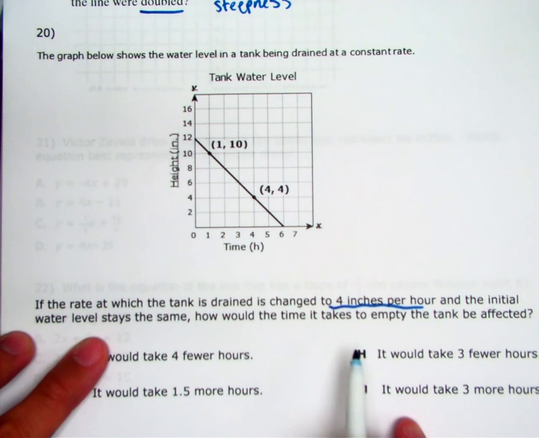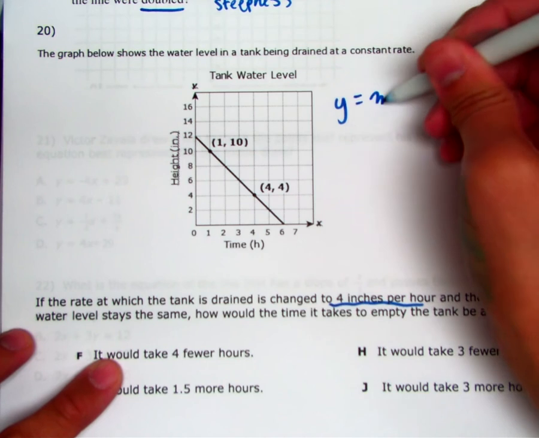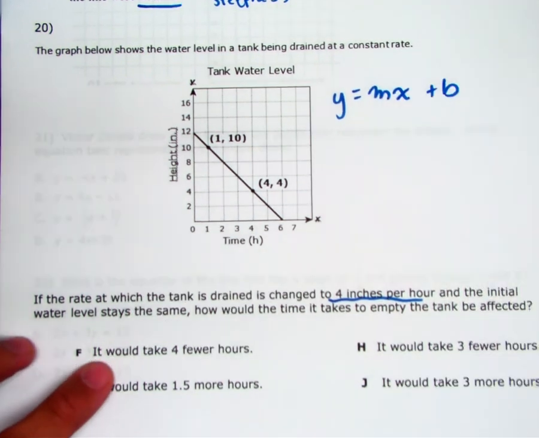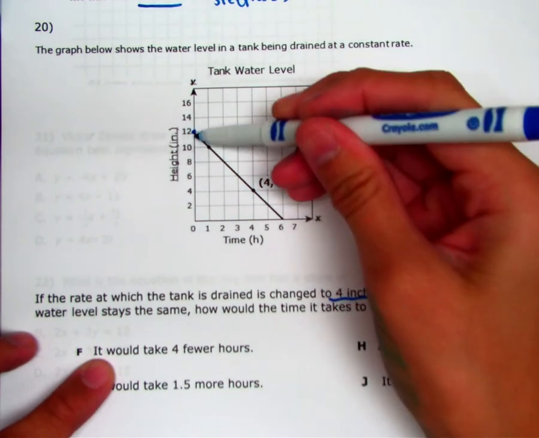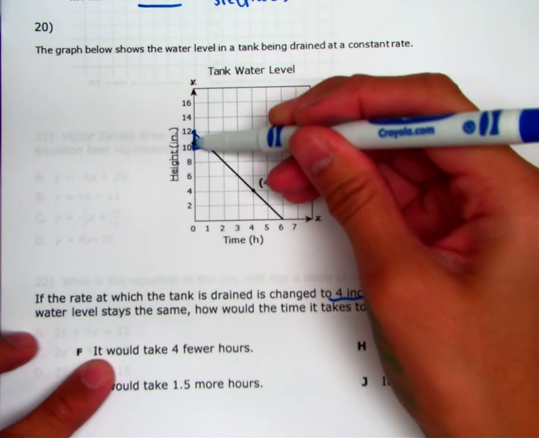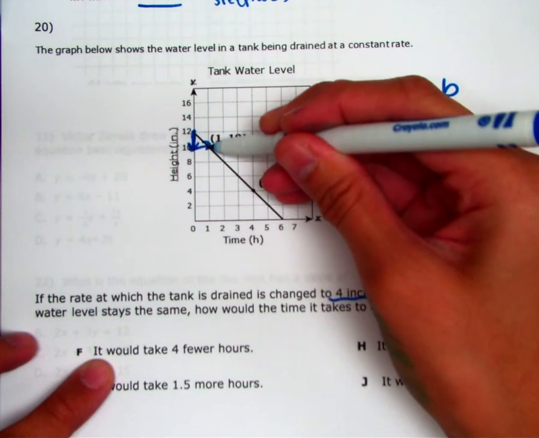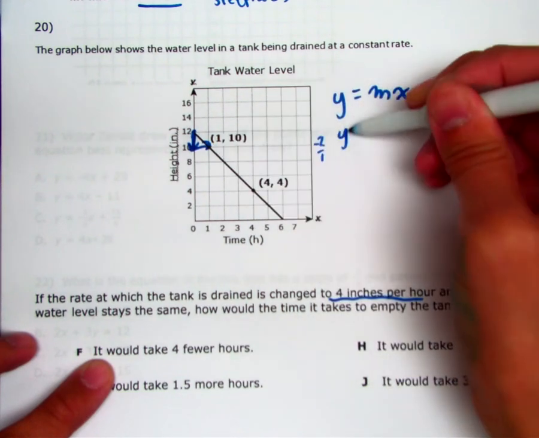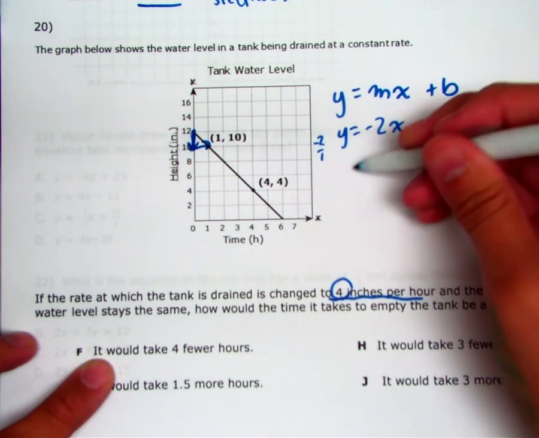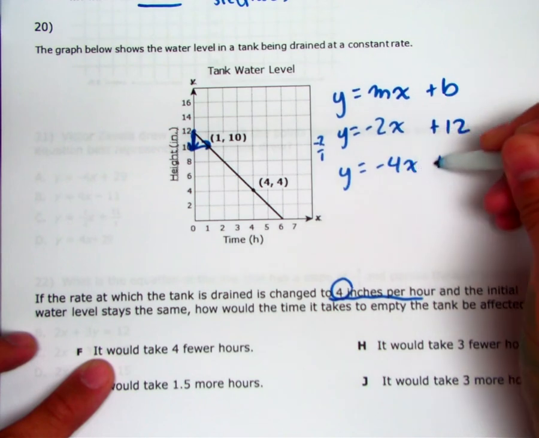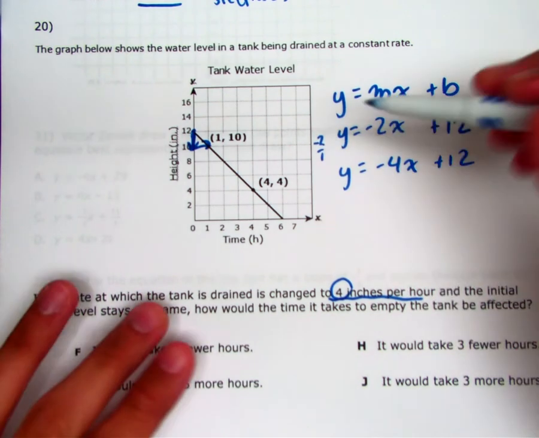All right. So let's look at this. This is an equation of a line. Okay. We know that its y-intercept is at 12. And our slope, well, let's do the rise over run. I went down 2 units, and I went to the right 1 unit. Down 2 over 1, that is a slope of -2. So if I were to change it to 4 inches per hour, my graph would look like that. So it's being drained at a faster rate. That means it'll take less time for the water to drain.